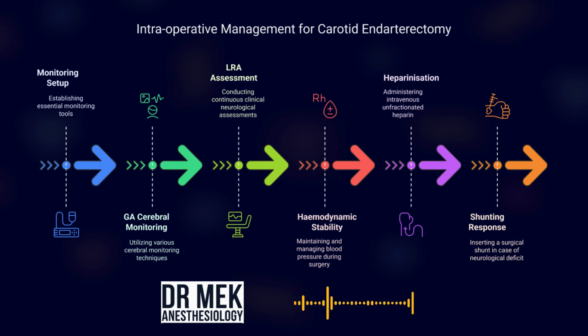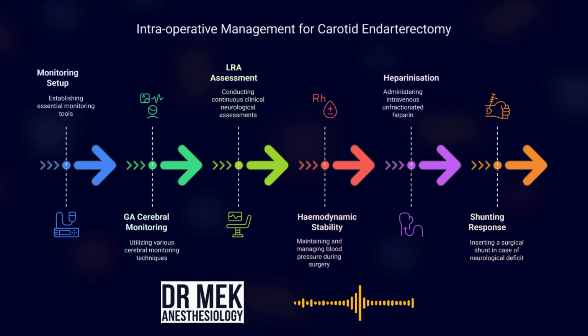Speaking of vigilance, let's talk about neurological monitoring during CEA. Right. This is where we really need to be on our toes to detect any signs of cerebral ischemia. Exactly. And we have a range of monitoring tools at our disposal. Like what? Well, one common approach is electroencephalography, or EEG. EEG measures the brain's electrical activity, right? It does. And changes in those EEG patterns can alert us to potential ischemia. So it's like listening in on the brain's electrical signals. That's a good way to put it.